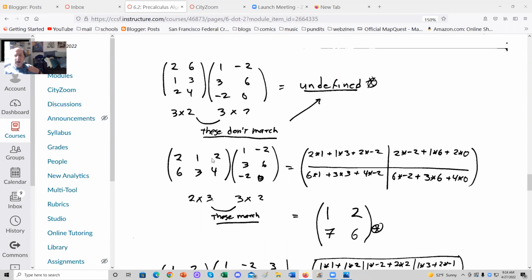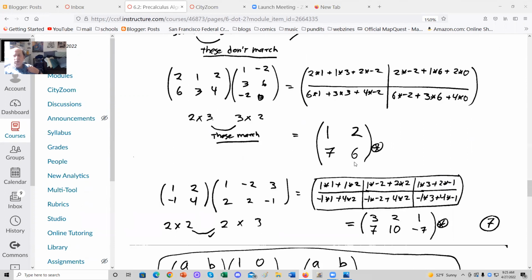Here we go. Upper left is upper row 2, 1, 2 times left column 1, 3, 2: 2 times 1, 1 times 3, 2 times negative 2 goes here. Upper right is upper row times right column: 2 times negative 2, 1 times 6, 2 times 0 here. Lower left is lower row times left column: 6 times 1 plus 3 times 3 plus 4 times negative 2 goes here. And lower right, lower row times right column: 6 times negative 2 plus 3 times 6 plus 4 times 0 here. And after some work, it's 1, 2, 4, 7, 6.